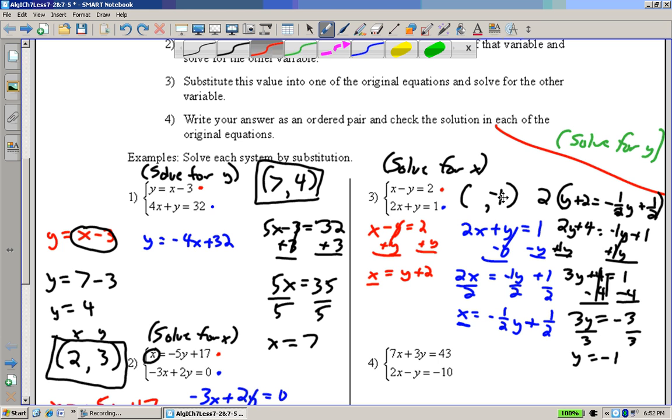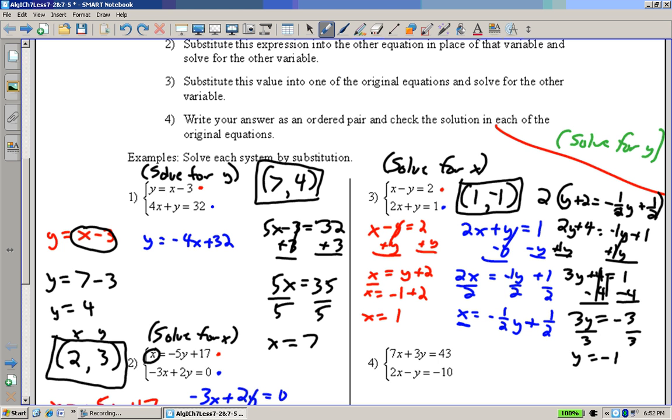So we're going to go ahead and plug in -1 for y. x equals -1 plus 2. x equals, well, that's just 1. So my solution set is (1, -1). Now, I had told you earlier, we should be able to solve for y as well. We've solved for x. It's worked out. Let's see if we could solve for y and get the same thing. Let's do the same process.